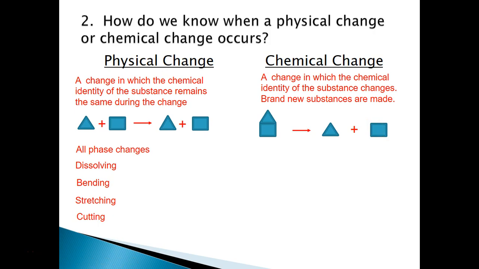Let me give you a cool example of this. Table salt is sodium chloride. That means it's made up of an atom of sodium and an atom of chlorine. Actually an ion, but we'll talk about that in Unit 3. Now, sodium is a metal.